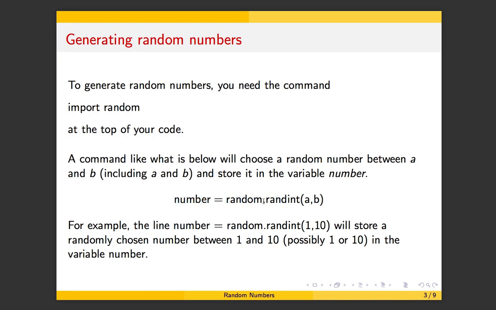Random dot, and then this is short here for random integer, and then put the two numbers you care about here. So for example, random.randint(1, 10) will choose a random number between 1 and 10. And it's important to note here that the English word between is kind of ambiguous, right? Like, do you mean strictly between, or can you be at the boundaries, you know? Can you be a 1 or a 10? And notice, you could be 1 or 10.